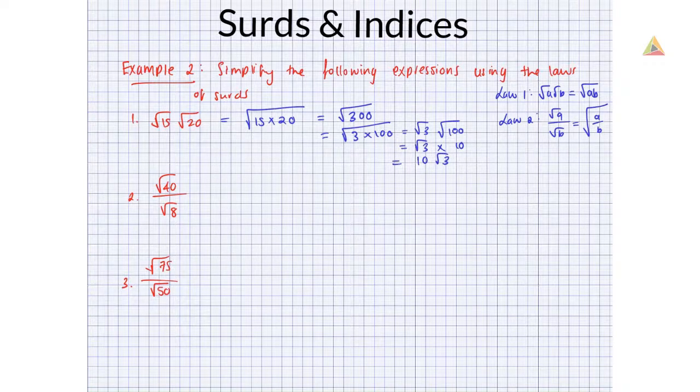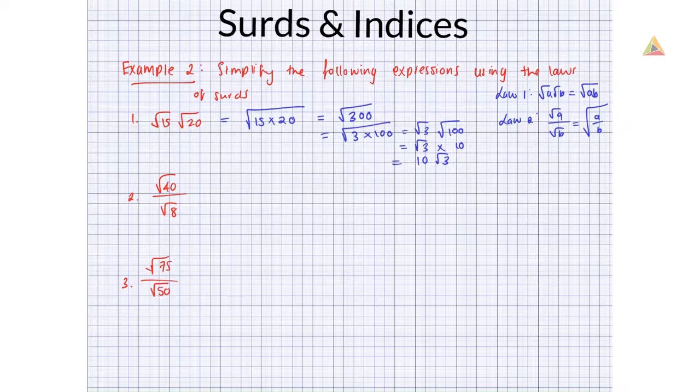So the idea is, when you get questions like this, you want to see, can you get a root of a number that will give you a whole number? So root 100, root of 81, root of 64, they will all give you a whole number. So that's the idea. So let's go on to number 2.